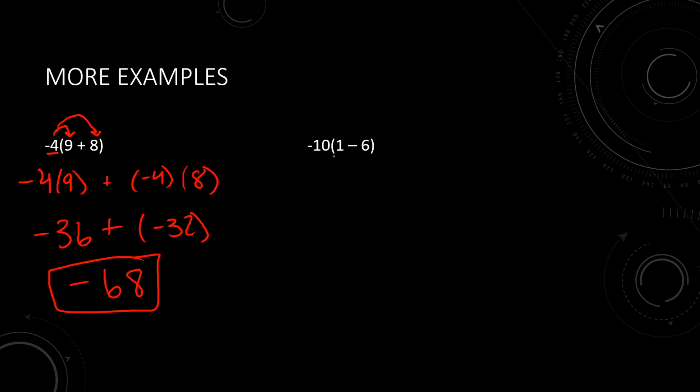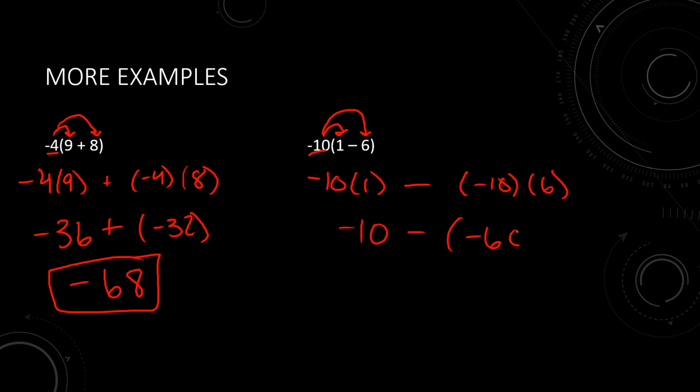On my next example here, I have a negative 10 outside of my parentheses, and I'm going to distribute that by multiplying it to everything inside. So I have that negative 10 times 1 minus negative 10 times 6. Negative 10 times 1 is just negative 10. Negative 10 times 6 here is going to be negative 60.